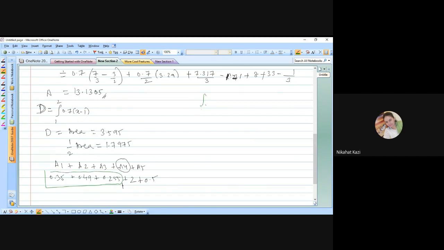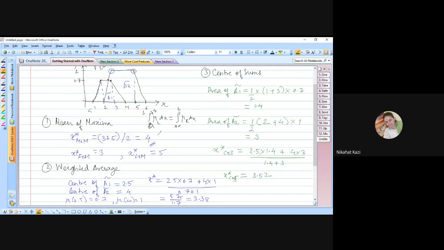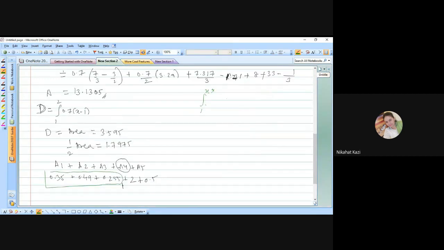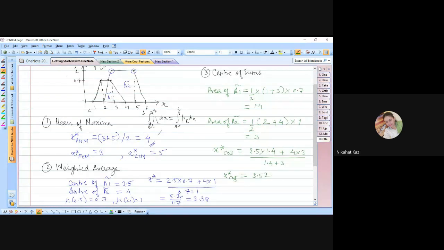Okay. I start from 1 to x star. Actually, my function is starting from 1 to x star. X star is the point that I need to find, which is equal to mu of x. That I will write is equal to 1.7975. Correct? Now, I know 1 to 2 what is the area, 2 to 3 what is the area, 3 to 4 what is the area.